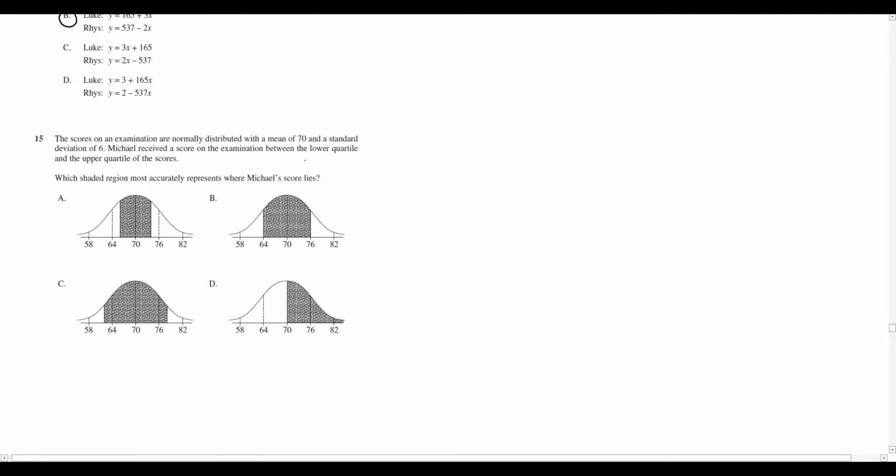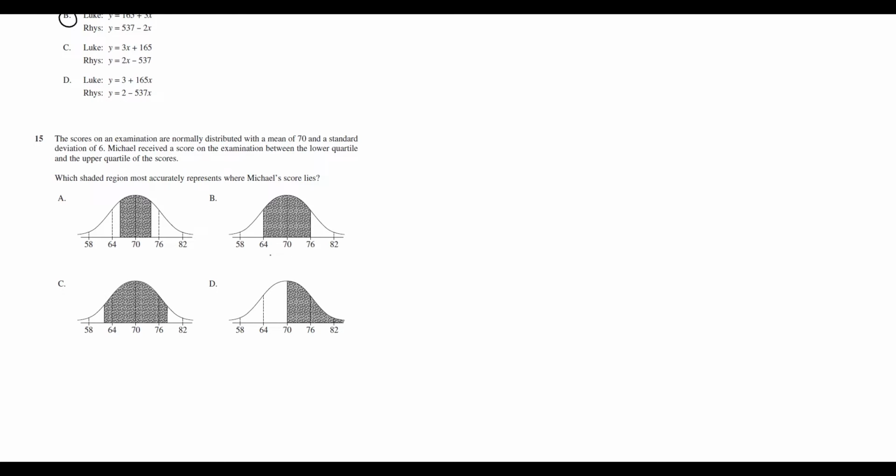So question 15. So the scores on an examination are normally distributed with a mean of 70 and a standard deviation of 6. So Michael received a score on the examination between the lower quartile and the upper quartile of the scores. So which shaded region most accurately represents where Michael's score lies? Okay, so we need to remember our empirical rule here. So what the empirical rule states is that within one standard deviation either side of the mean, we have 68% of all of the data.